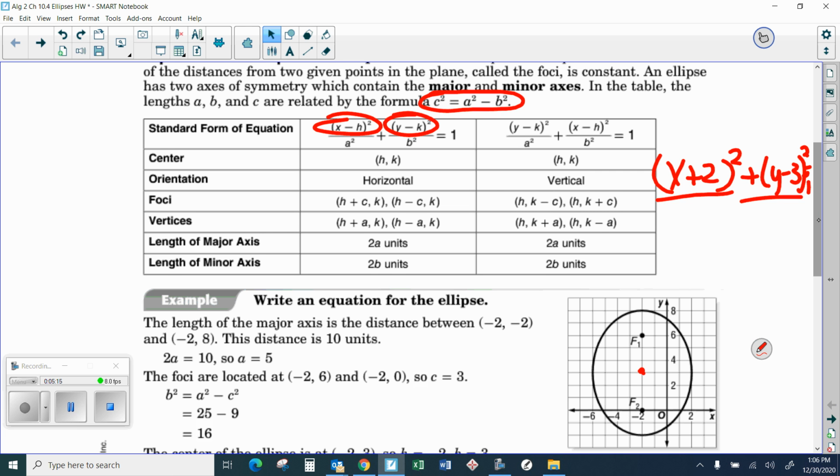So 1, 2, 3. That distance is 3. So that means c equals 3 here. Just so I know that. So then c squared is 9. So I know c squared is 9. So a squared minus b squared has to equal 9, wherever it is here. Now, notice how the foci are inside.